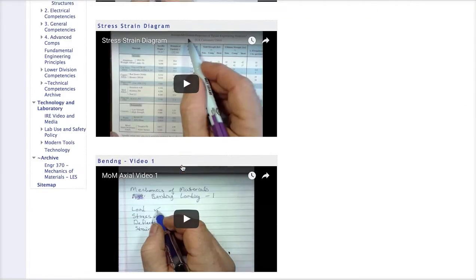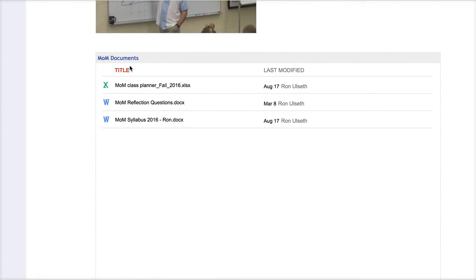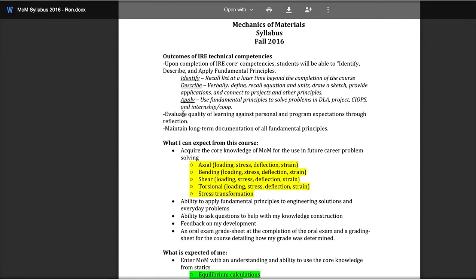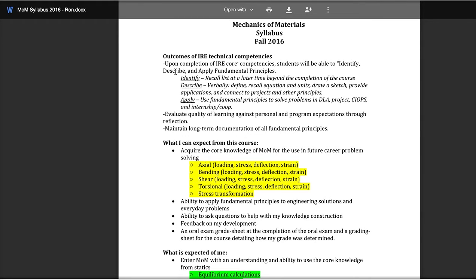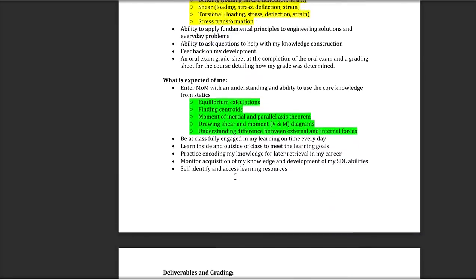So if you're on the MoM page and you scroll to the bottom, you'll see the MoM documents. And we've got the MoM syllabus. So we click on the MoM syllabus. And this is fall 2016. And there are certain things that we focus in on in our technical competencies. They are that we can identify, describe, and apply the fundamental principles of MoM. So let's scroll down here and say, what are the fundamental principles of MoM?